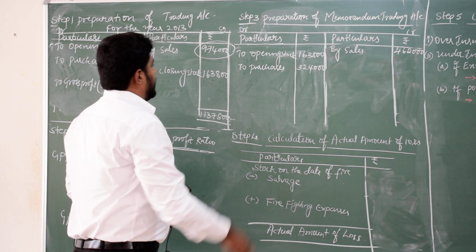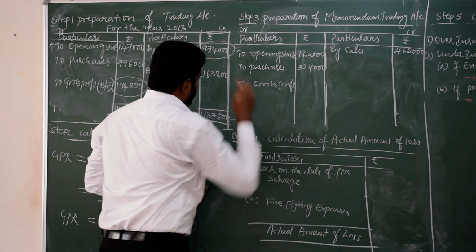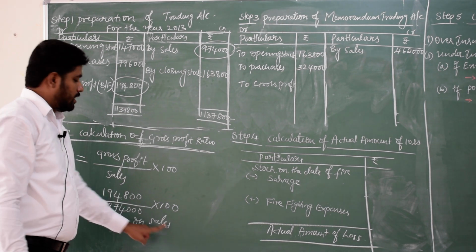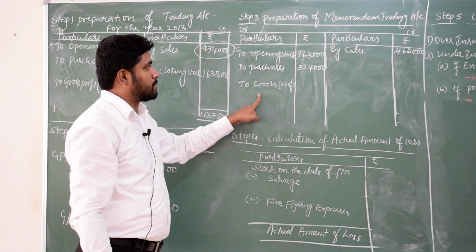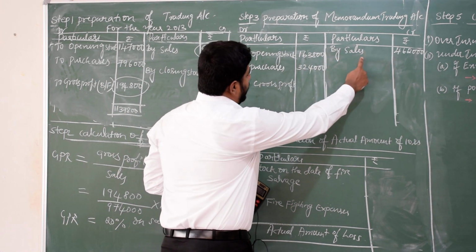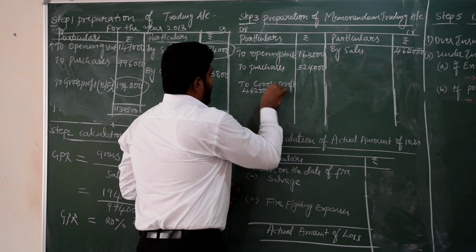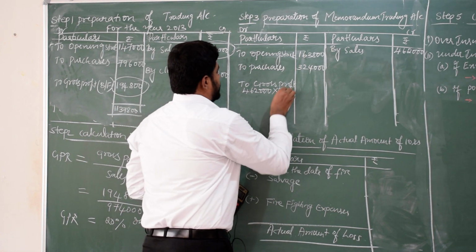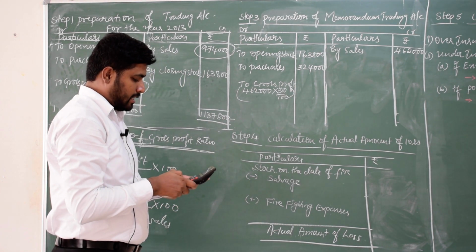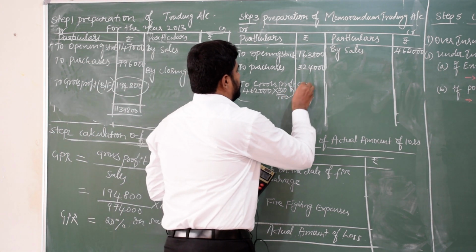Now, record gross profit. In previous step, you have calculated the gross profit ratio is 20% on sales. Now, here record amount of gross profit. How much the percentage of gross profit? 20% on sales. Calculate profit on sales. Here the value of sales is 4,62,000 and the rate of gross profit will be 20%. 4,62,000 multiplied by 20%. You will get 92,400.